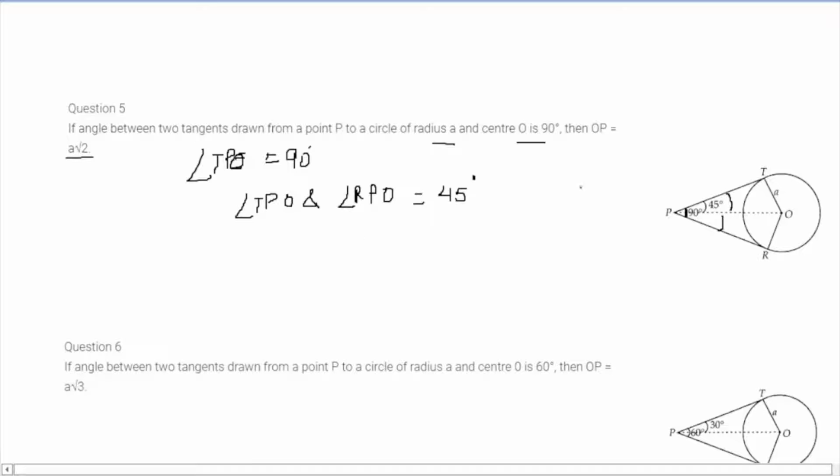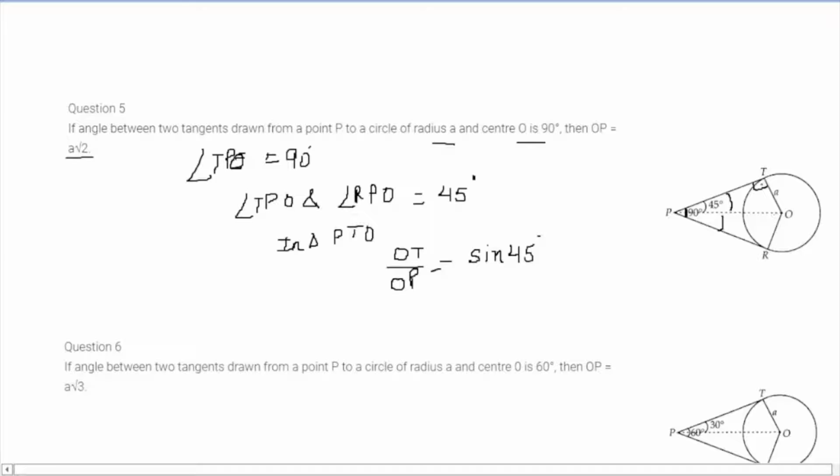Now also in triangle PTO, the angle at T is 90 degrees because PT is a tangent and OT is the radius. So it means triangle PTO is a right angle triangle. So in the right angle triangle PTO, now we will use trigonometry. So OT is the perpendicular and OP is the hypotenuse. So it will make which angle? Yes, sine 45.